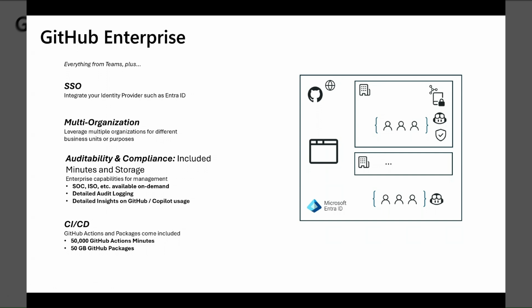GitHub Enterprise has self-serve SOC and ISO reports, as well as detailed audit logging and other usage metrics for the products that you might use. On top of that, included in GitHub Enterprise, you get a host of different premiums, such as GitHub Actions free minutes, 50,000 of those.